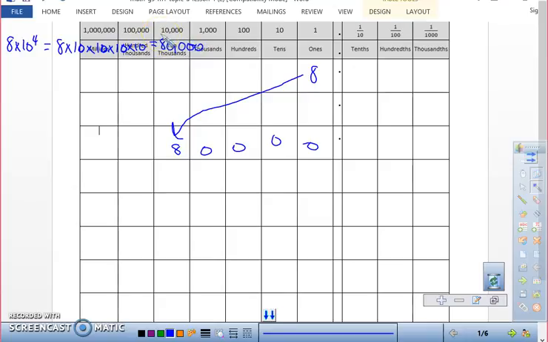Okay, so your homework for today is on page 7. You are doing the guided practice on page 7, numbers 1 through 4, and we will go ahead and check it tomorrow. I wish you luck.